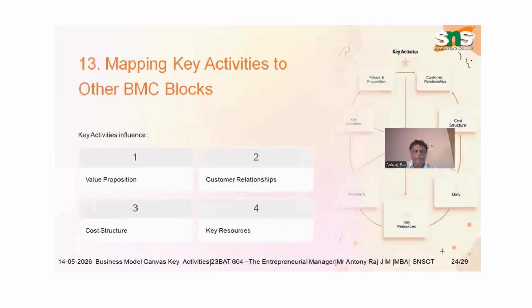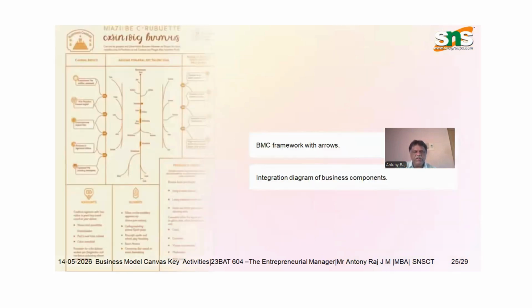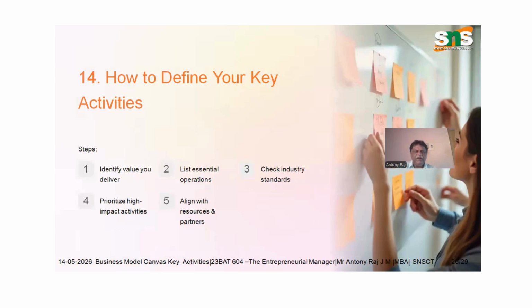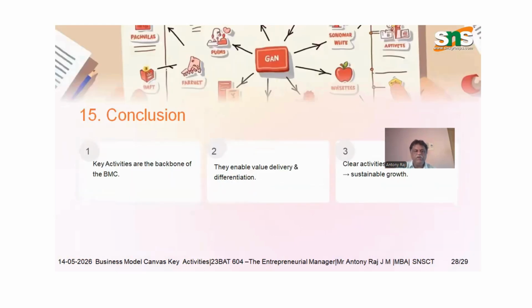If you map the key activities to the other blocks, key activities definitely influence the other BMC blocks, like the value proposition, customer relationships, cost structure, as well as key resources. This is again shown in a visual form. How do we define key activities? For any activity, identify its value and check whether it is essential, compare it with industry standards, prioritize high-impact activities, and align with resources and partners. This is how you do it.